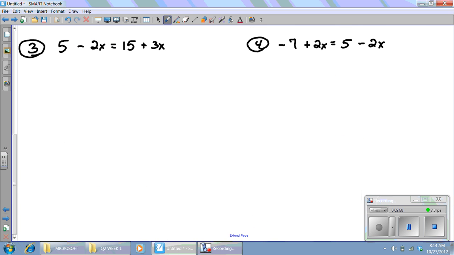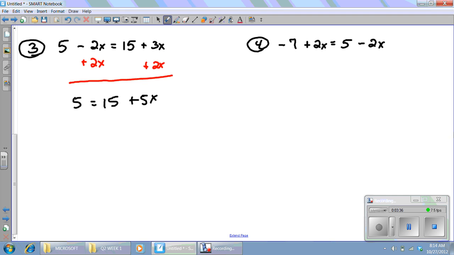All right. Here's 2 more, and then we'll end the video. Again, variables on both sides. I suggested taking away the smaller one, and negative 2 is smaller than 3. But I'm going to take away the negative 2, which is the same as adding 2. Yeah, I'm just going to go ahead and add 2 to both sides. Why? Because it's a negative 2x. That's how I take away a negative, by addition. So add 2x. My new equation becomes 5 equal to 15 plus 5x.